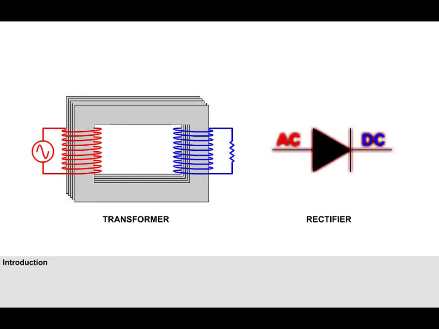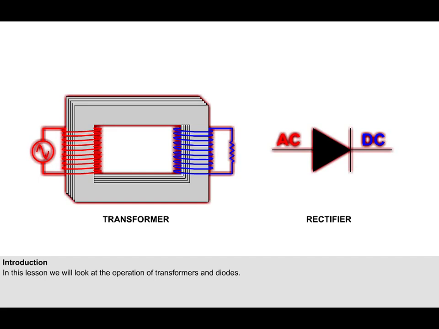It can also easily be converted into DC by the use of diode rectifiers. Transformers and diode rectifiers are often used together in transformer rectifier units. In this lesson, we will look at the operation of both transformers and diodes.